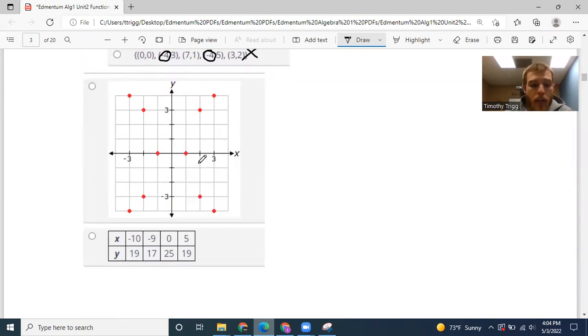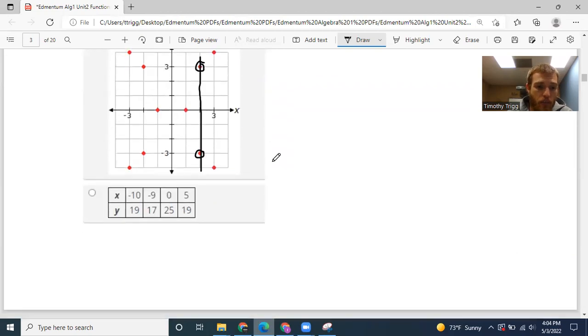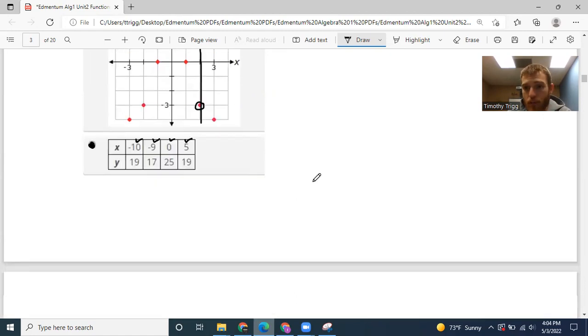This one looks weird, but notice if I draw a vertical line right here, it has 2 outputs, 2 red dots. So if I draw this vertical line, it touches multiple times, so this is not a function. That means this one must be a function. And we could check here. -10, -9, 0, 5. These are all different numbers, so different inputs. So this one is a function.